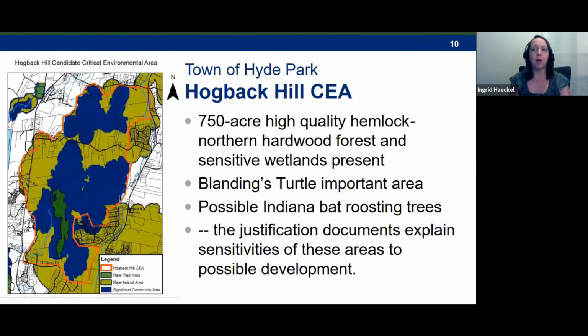The town of Hyde Park used a lot of the similar sort of data that you can get from the County NRI to designate four CEAs back in 2009, including Hogback Hill, which is one of the largest remaining forest blocks in Hyde Park, and it also happens to have important habitat for the Blanding's turtle, a threatened species, and some other important habitat values. The designation itself simply requires putting together a map of the boundary and a justification document describing the resources that are present and their sensitivities.